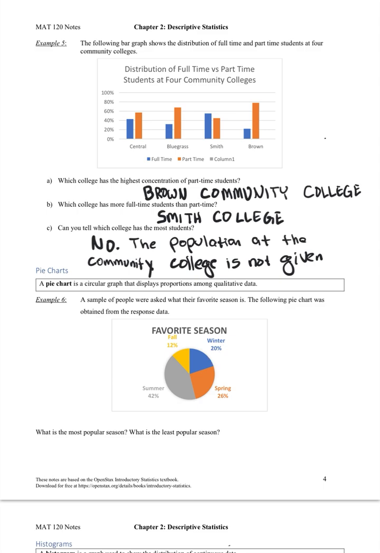We are asked what is the most popular season. That would be the piece of pie on the pie chart that is the largest. In this case, that's gray, which means summer is the most popular. We're also asked what is the least popular season. So that would be the piece of pie that has the smallest size, which would be the yellow section, or fall at 12%.